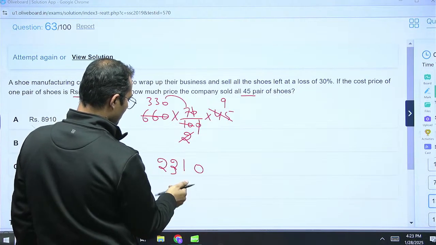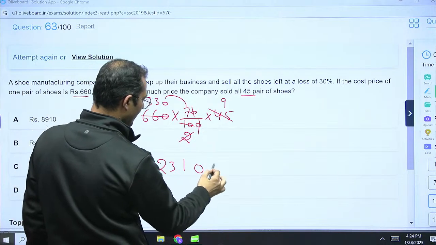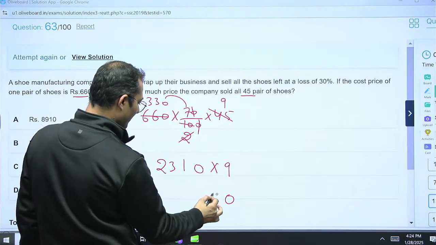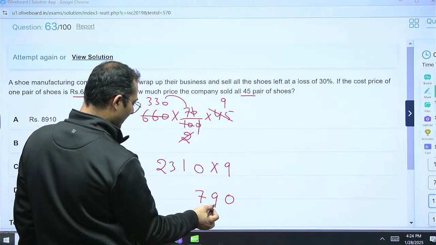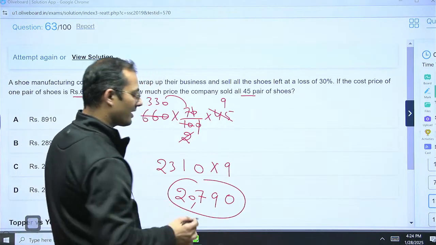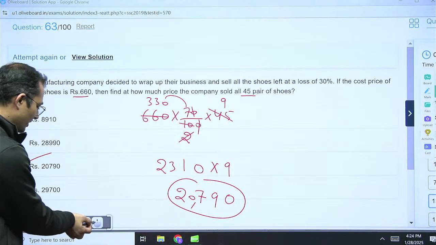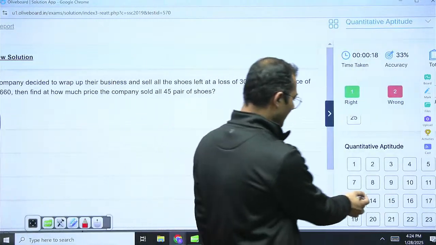Okay, so simply we can say that 2310 into 9. So 0 9 1 ja 9, 9 3 ja 27, carry 2, 9 2 ja 18, and so 20,790 is very simple, right? So nothing is tough, right? So very easy question. So in single line we can do this. Okay, so let's move to the next question.